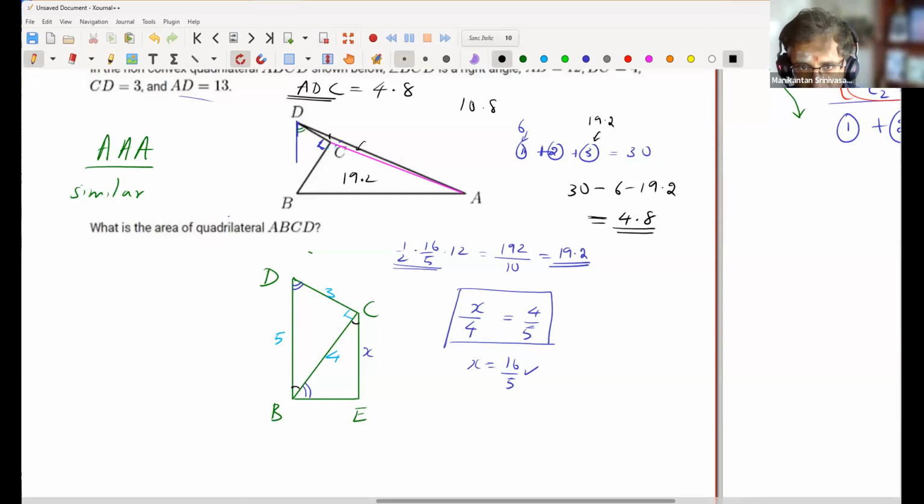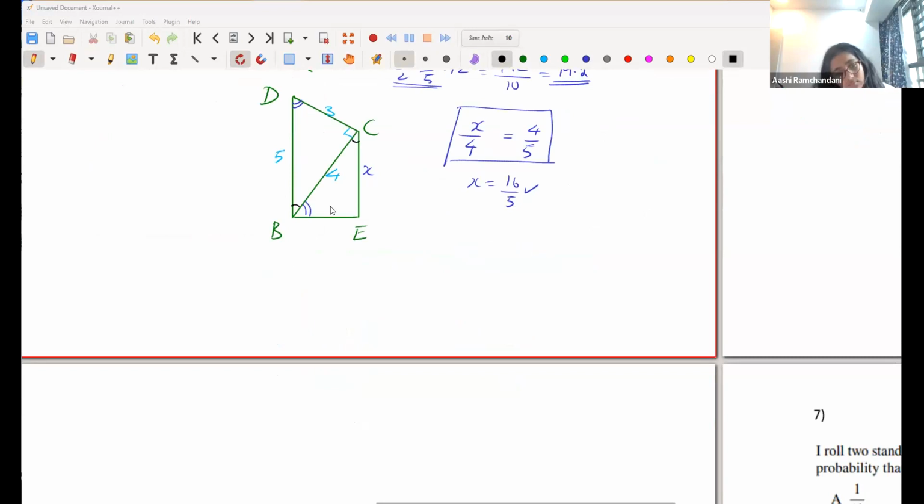In fact, to the naked eye, it looks even more than 4.8. It does not even look like 1/4. To me, to the naked eye, it looks even smaller. Okay, but that's fine. All clear, Ashi? You're all good? Cool. Yes, nice. Okay, next question.